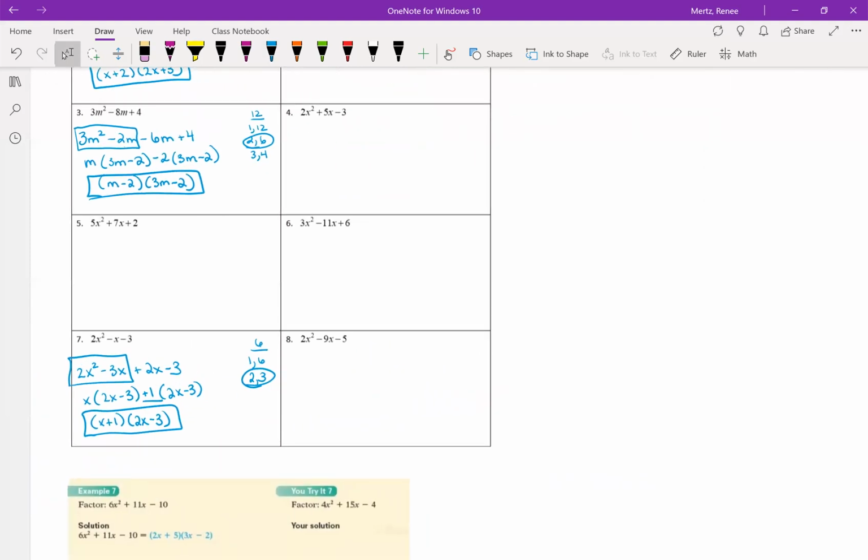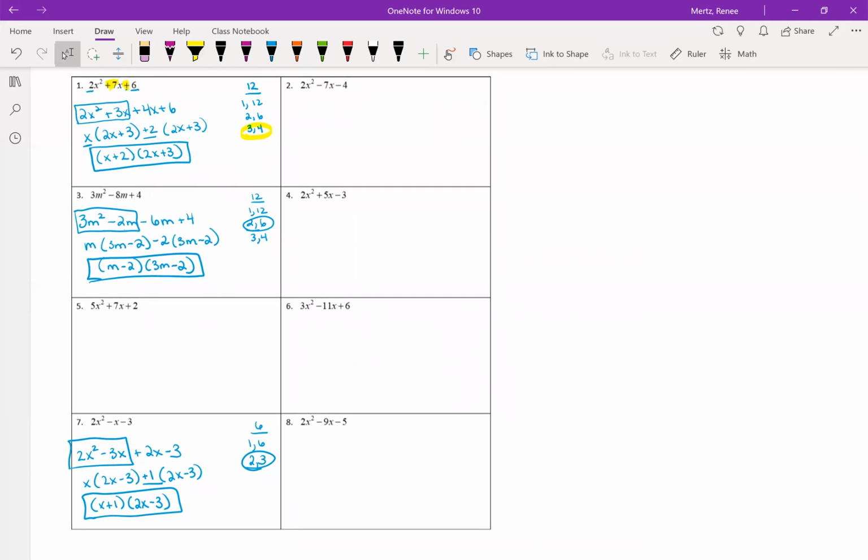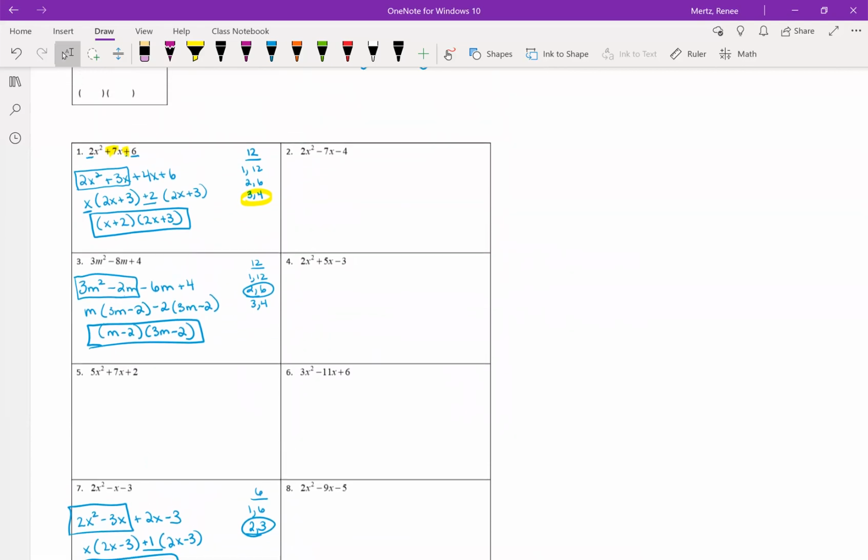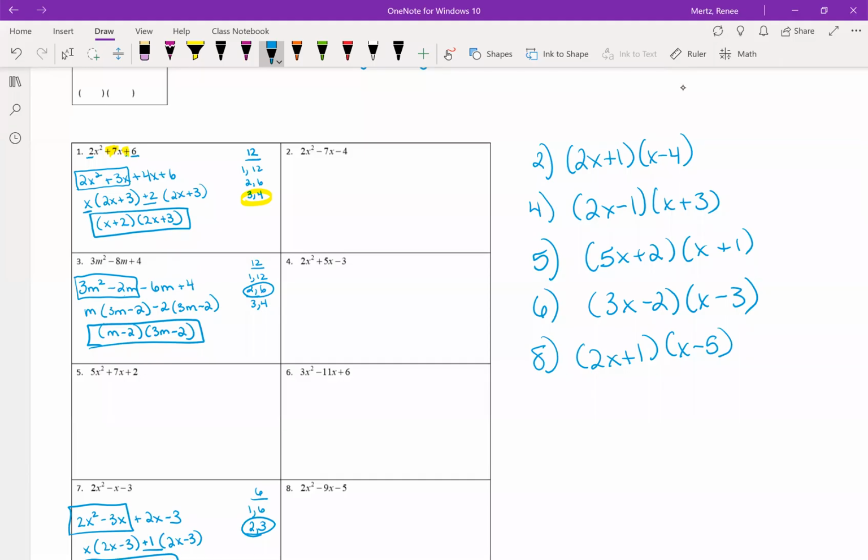All right, so I'd love you to try 2, 4, 5, 6, and 8. Hit pause, check your answers. Please make sure you have them all written as 4 terms. You're showing your factor by grouping. You shouldn't just have these answers written down only. That'll show me that you're not quite doing it right. So please go through, do the factor by grouping.